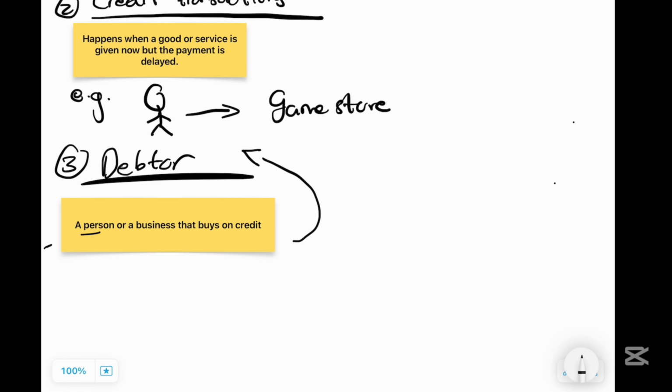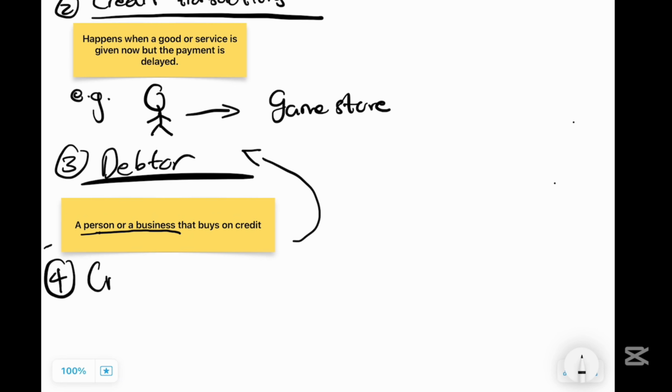The reason why we say it's a person or a business that buys on credit is because businesses also buy on credit. They buy their stock on credit, sometimes they buy their furniture on credit, and anything else that can be bought on credit they may buy on credit. So that would make them a debtor.